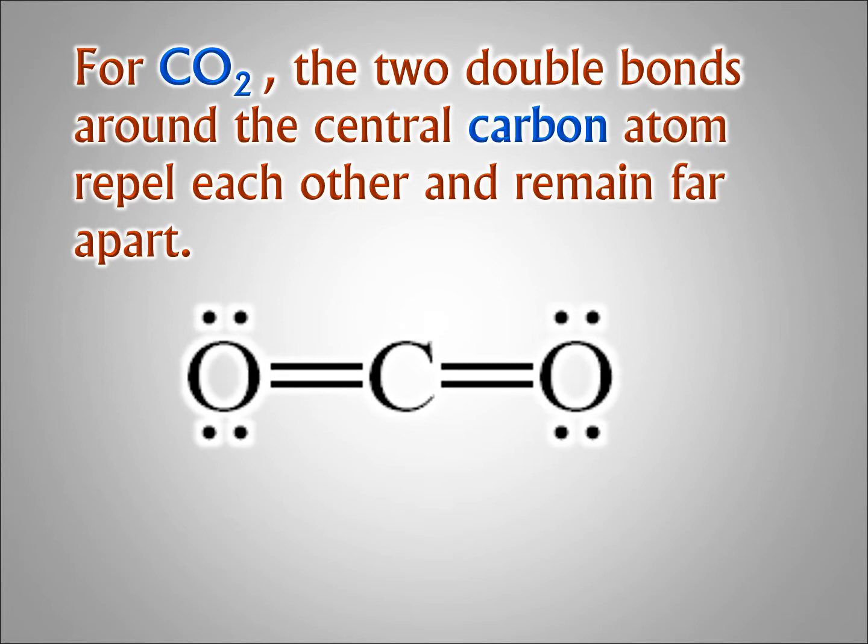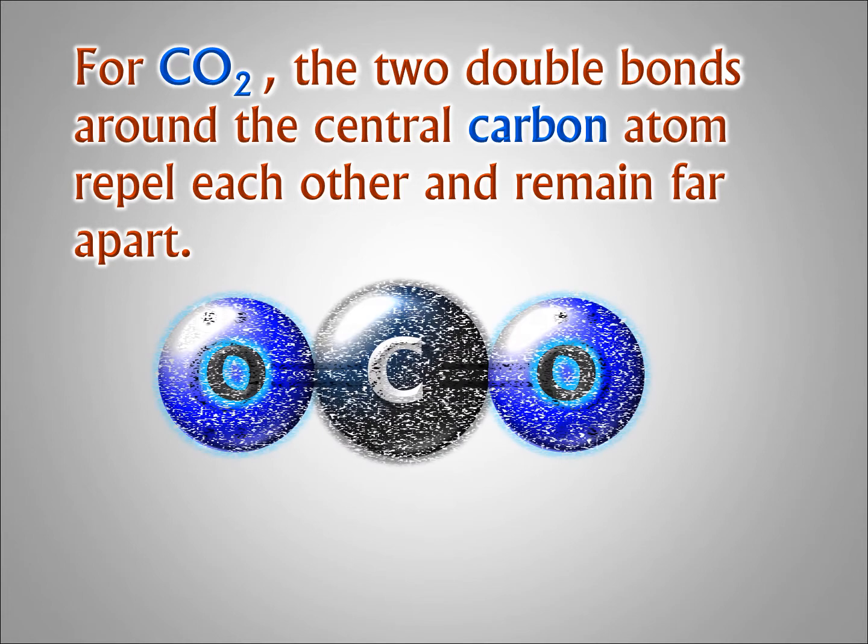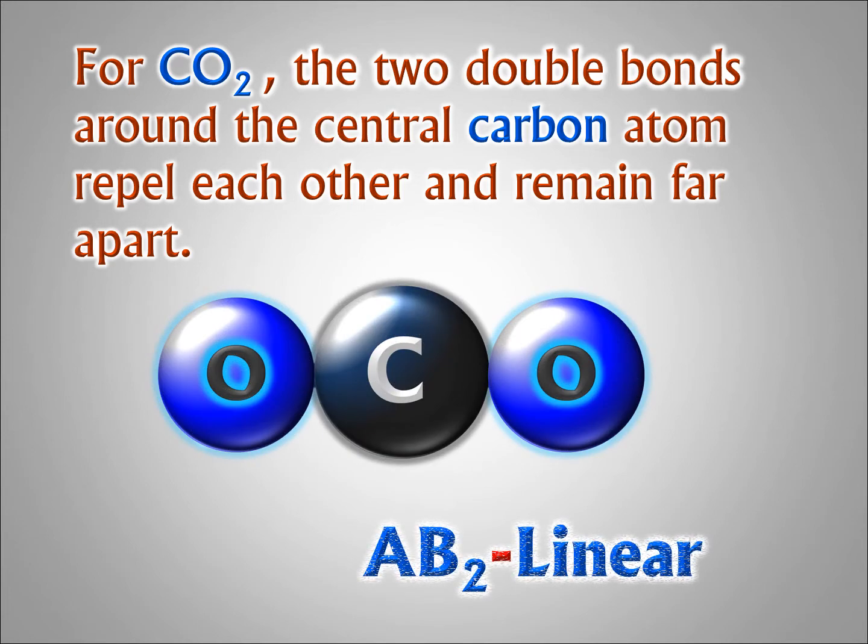Notice, because there are only 2 other atoms that carbon is bonded to, that's 4 pairs of electrons being shared, but they're in 2 different sets, the double bonds. Those get repelled to opposite sides, like if you spread out your arms in opposite directions on the 2 sides of your body, and that's where the oxygen would wind up if you were the carbon. And that is linear. That is called an AB2 linear molecule. That is another VSEPR form.